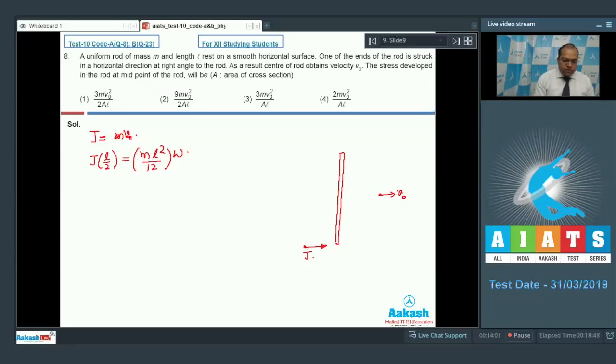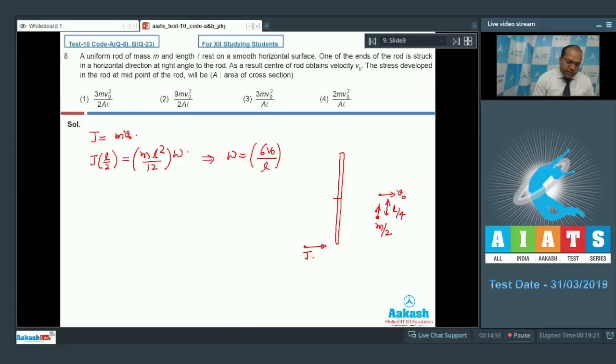So if I substitute the value of J equal to mv0, then on solving, the value of omega comes out to be 6v0 by L. So immediately after collision, if I find out what is the tension at the midpoint, then the tension at the midpoint can be written as: the center of mass of this half portion will be at this position, and it is at a distance of L by 4. The mass is m by 2.